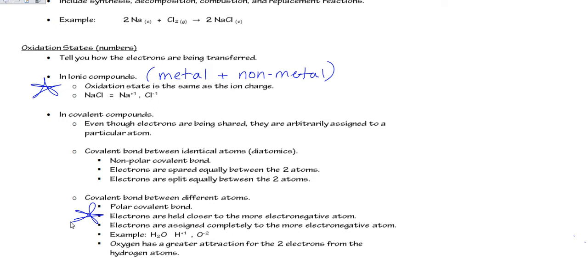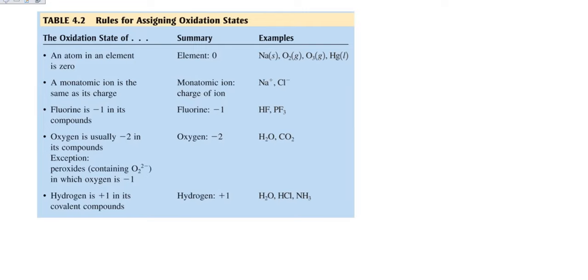Now, don't let all this bonding get the best of you. Here's what I really want to look at. This chart does a nice job of summarizing how to assign oxidation numbers. Rule number 1, if you have an element, anything in its elemental form, the oxidation number will always be listed as 0.